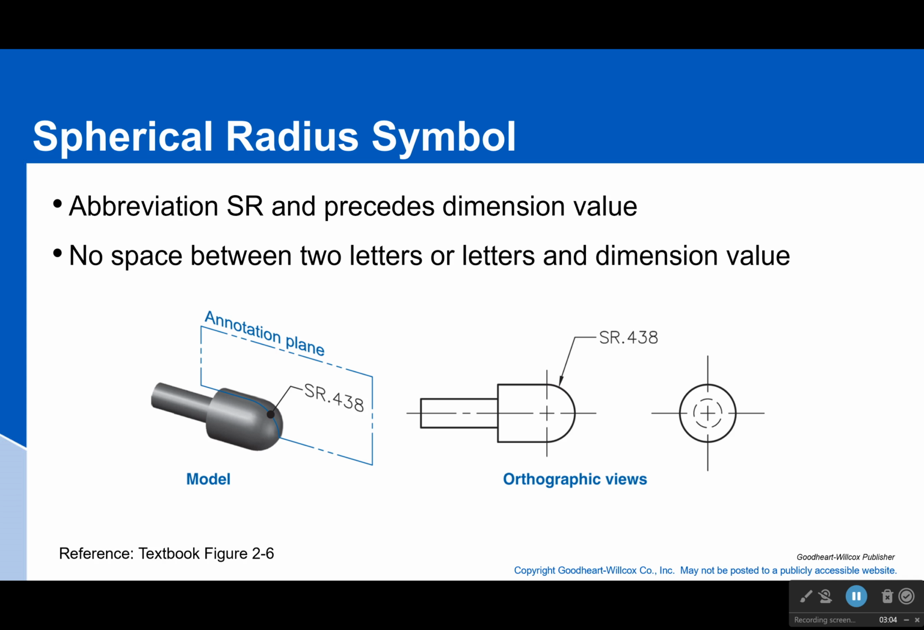Then finally, a spherical radius, because it is spherical in this case, and it is not a full sphere. Now, if it goes past 180 degrees, we would probably bring out the spherical diameter symbol. If it's less than 180 degrees, as you can see right here, it cuts off at a half circle. That's going to be the spherical radius symbol. And you'll see that various times if you try to do that in SolidWorks or other things. There's no space between the two letters or the number value in this case.